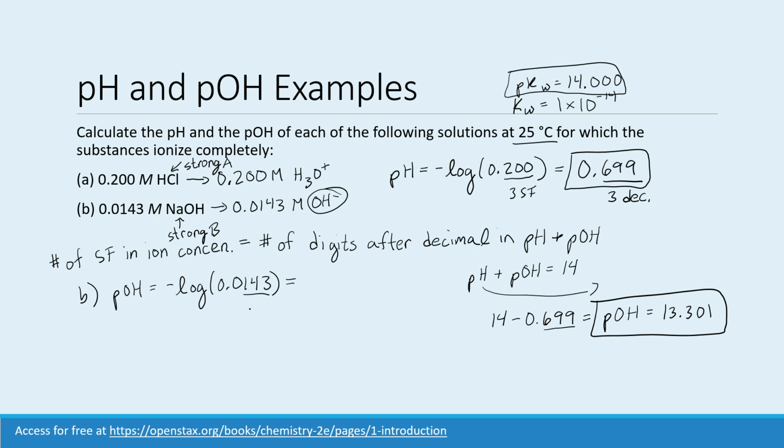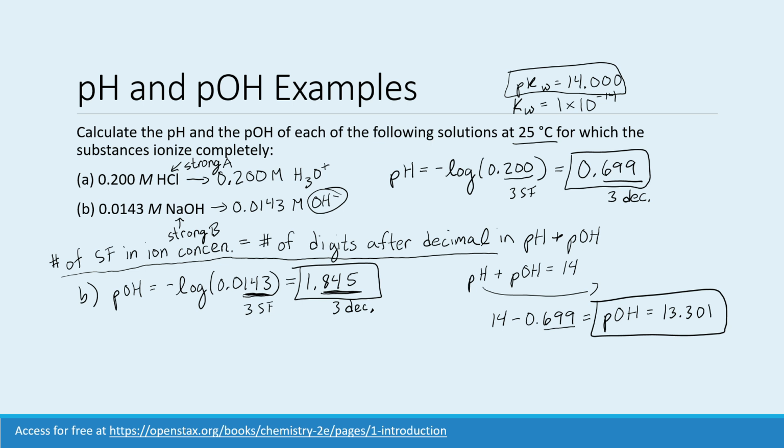Okay, again, this has 3 significant figures. The zeros before the non-zero digits don't count. And when we put this into the calculator, you get back 1.845. Now notice this is 4 significant figures, but that's not what the rule says. The number of significant figures in ion concentration is equal to the number of digits after the decimal. So if we have 3 significant figures within the logarithm, we're going to have 3 decimal places after the decimal. Right? And so our pOH is 1.845.